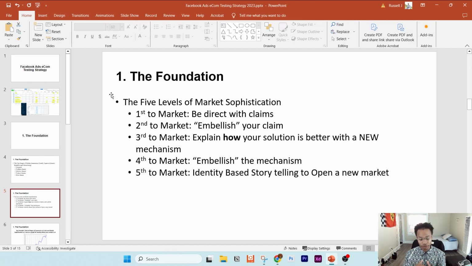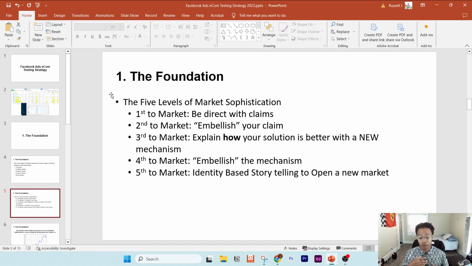So let's go through it. So if you're first to market, you can be direct with your claims. There's not much competition going on there. If you're second to market, you're going to want to embellish your claims. So for example, let's say you get guaranteed 30 days of restful sleep. Let's say, for example, when you're first to market. If you're second to market, you would say you get 90 days guaranteed sleep, restful nights, right? So that's what I mean by embellish. You're going to essentially enlarge on your claim, right?